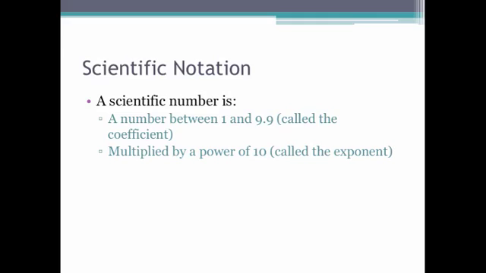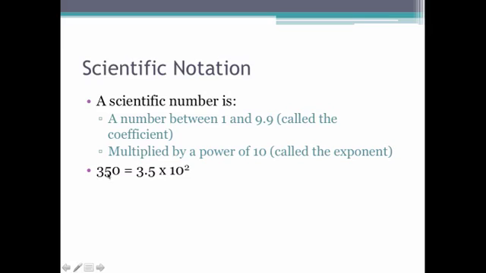How do we do this? Well, how do you actually express a number in scientific notation? It consists of two components. One part is called the coefficient, and it's a number between 1 and 9.9. And the other number is called the exponent, and it's some power of 10. And the best way to illustrate that is by example.